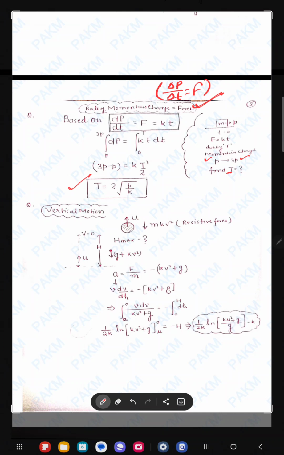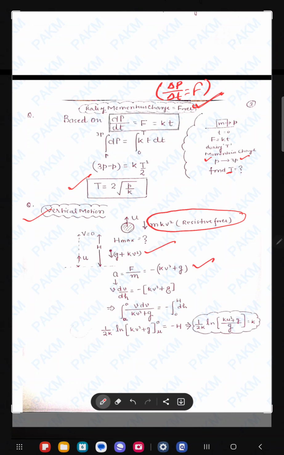Now next important, once air drag is present, so you can say once the body is thrown with velocity u, what is the maximum height h? This is called air drag, and once the body moves upward, what will the air drag do? It acts in the downward direction. So g plus kv square is the net acceleration, retardation, acting on the body. So a is equal to F by m, this is the acceleration in the downward direction.